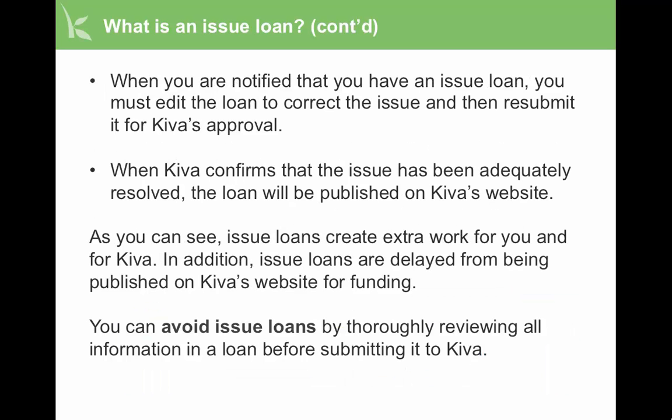When you are notified that you have an issue loan, you must edit the loan to correct the issue and then resubmit it to Kiva for approval. When Kiva confirms that the issue has been adequately resolved, the loan will be published on Kiva's website.